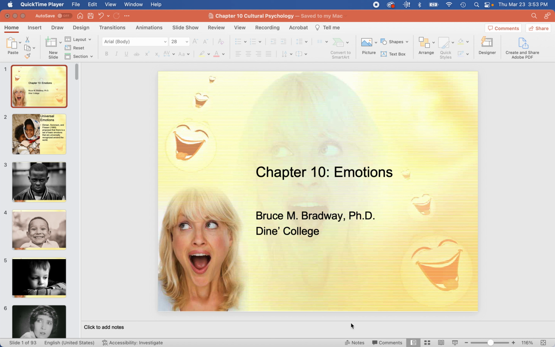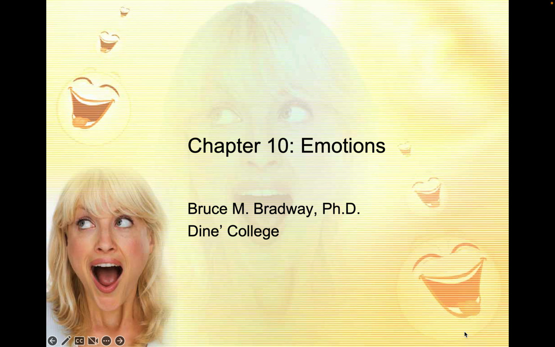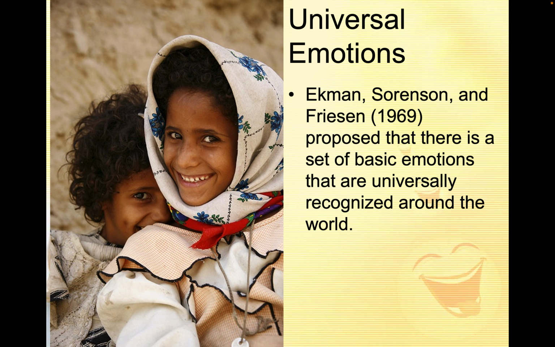About chapter 10. It's a chapter about emotions. Ekman, Sorensen, and Friesen in 1969 proposed that there is a set of basic emotions that are universally recognized around the world. And this is what they discovered.